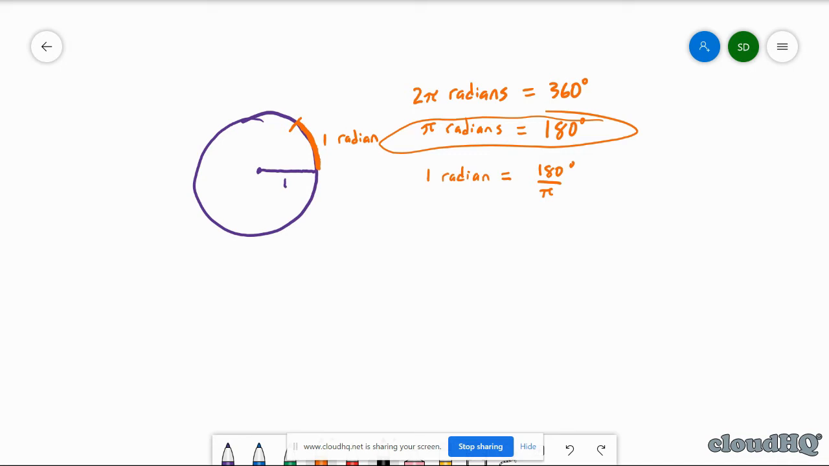We don't actually have to do the division. You could see what it is about. But that's the size of a radian. So about 57 degrees, roughly. That's not nearly as important as knowing that pi radians is 180 degrees. But a radian is about 57 degrees.